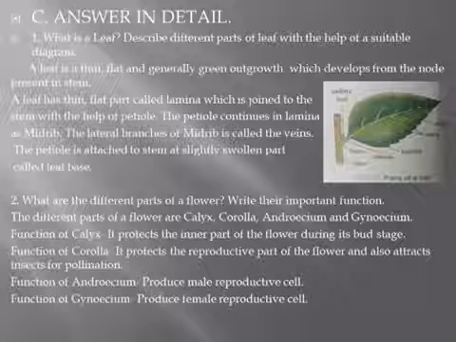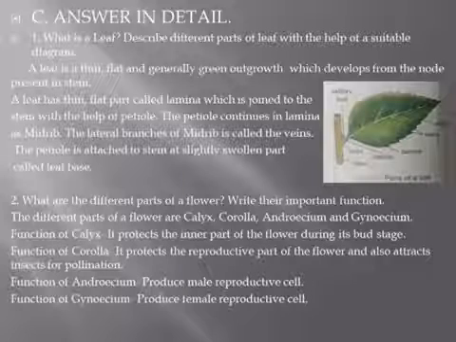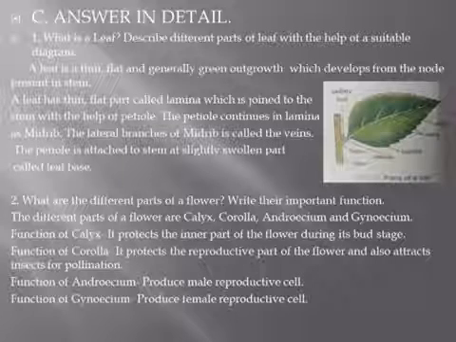Number 2. What are the different parts of a flower? Write their important functions. Now, we all know a flower has 4 different parts. They are calyx, corolla, androecium and gynoecium. Now, the function of calyx: it protects the inner part of the flower during the bud stage. We all have seen a bud of a flower, isn't it? It is covered by a green calyx.